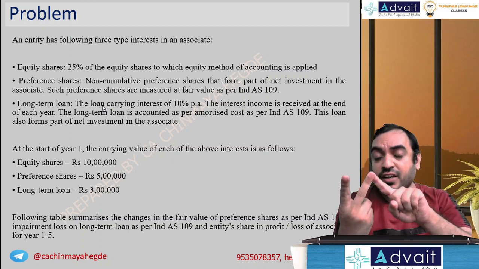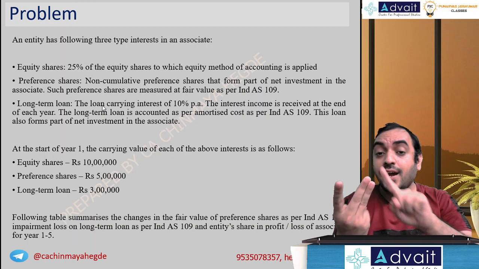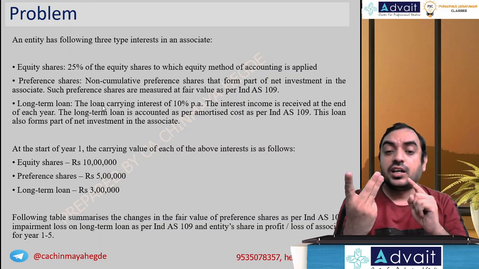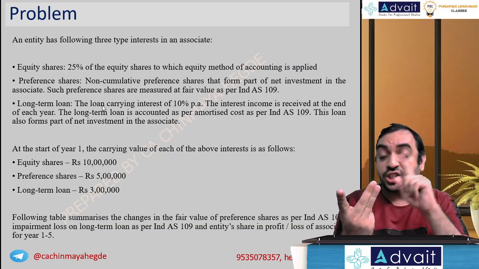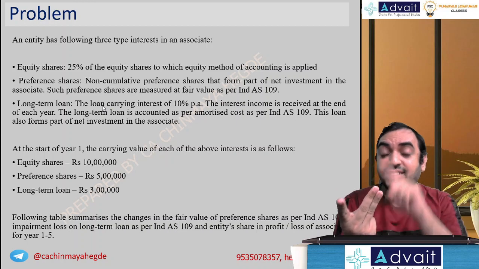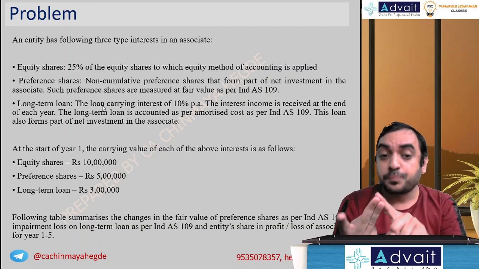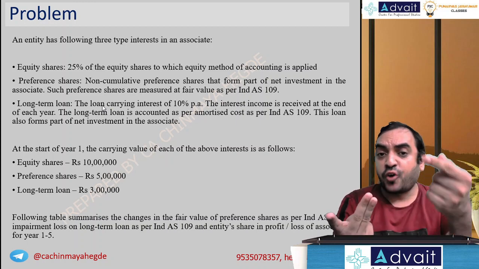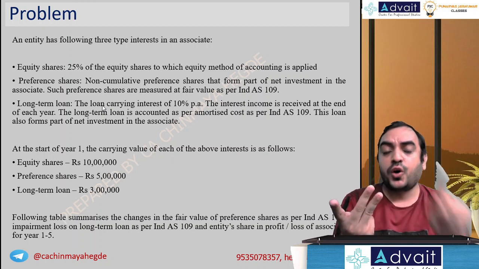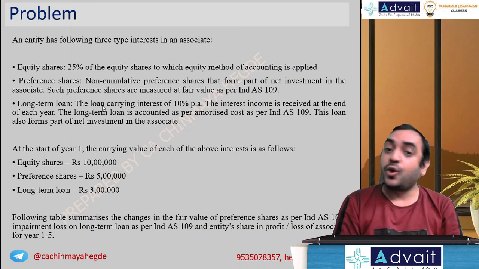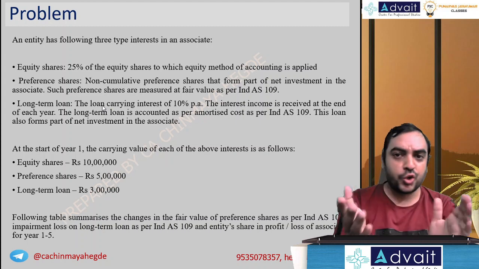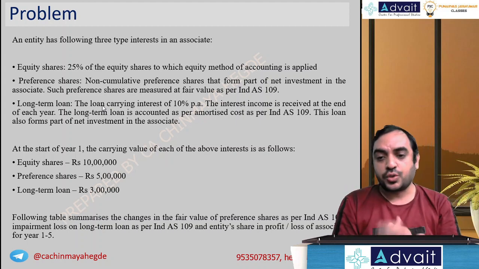Investment in preference shares and investment in loan, I'm calling it net investment in associates, for which I apply Ind AS 109. For the preference shares, I'm following the fair value method. For the long-term loan, I'm following the amortized cost method. Hope you know these things from financial instruments.